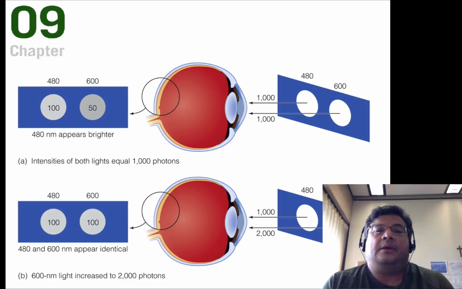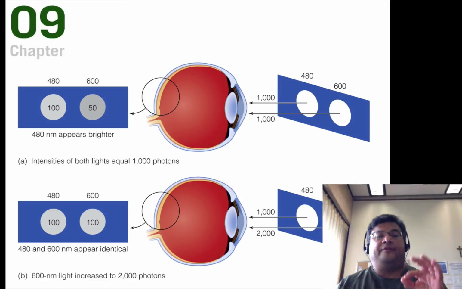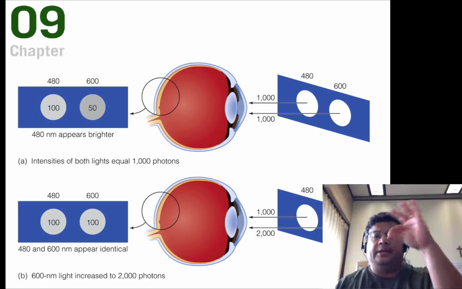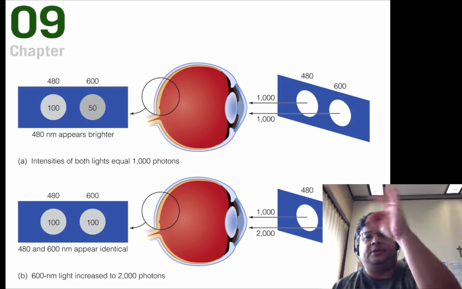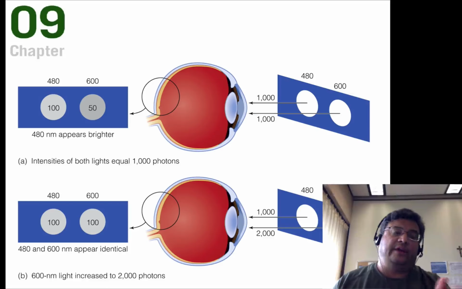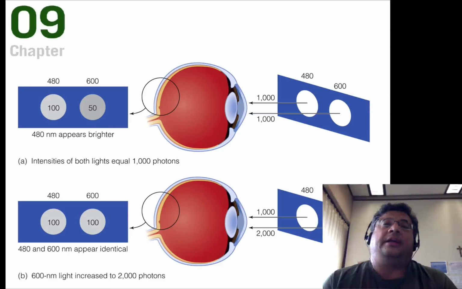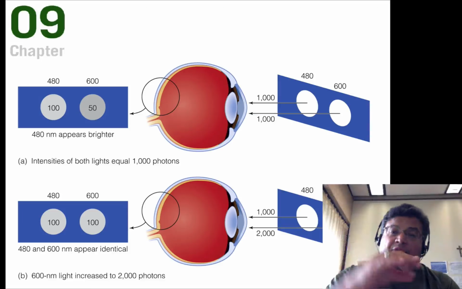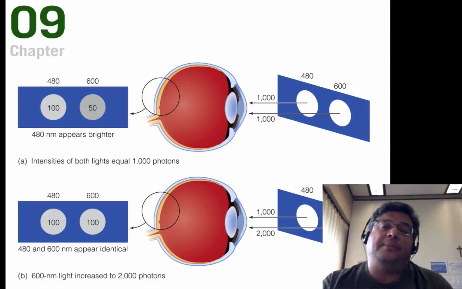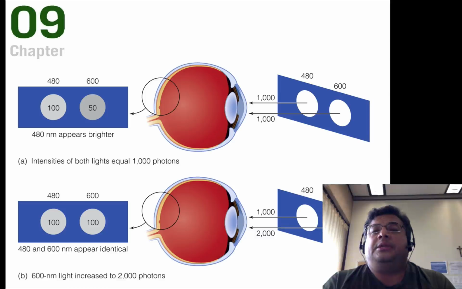So, as you know, a photon is the little particle that is light, and it travels kind of as a wave and kind of as a field. But it travels like this, and at a certain frequency, either 480 or 600 nanometers in this example. So we're shooting these two lights into the eye, and we're shooting 1,000 photons of each wavelength into the eye.